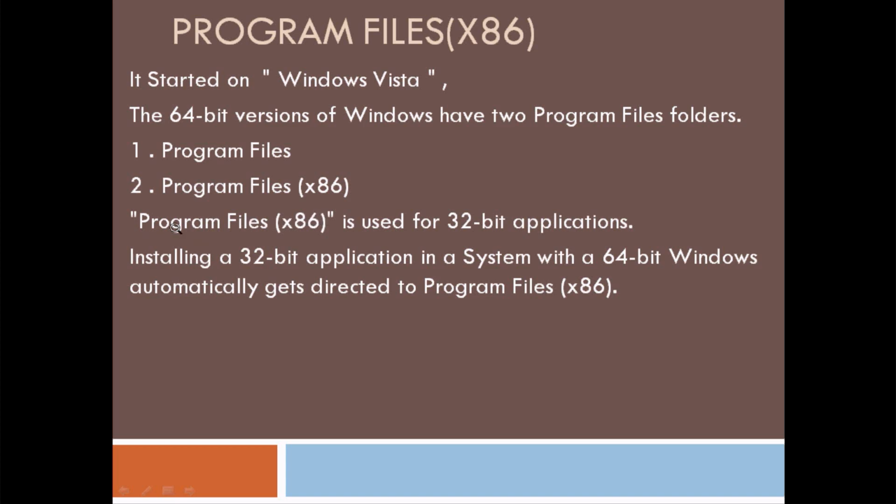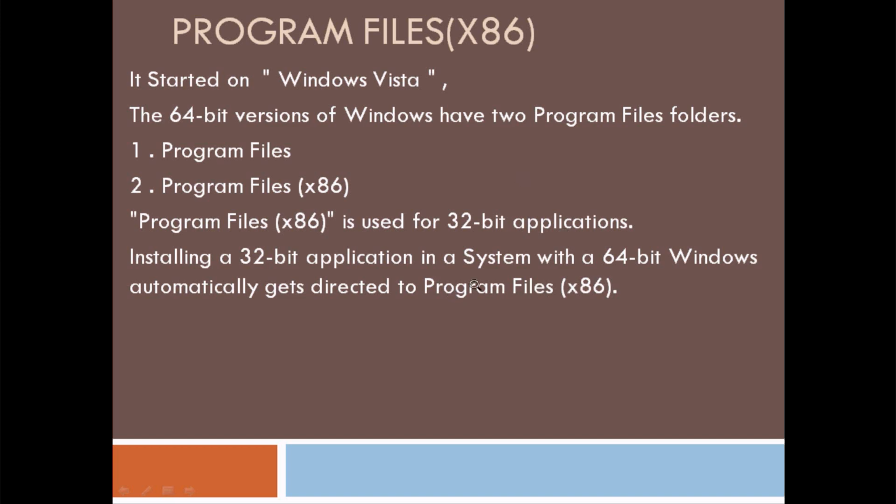Installing a 32-bit application on a system with 64-bit Windows automatically gets directed to Program Files (x86). So suppose you have a 64-bit operating system and you are installing a 32-bit application, it will automatically go to Program Files (x86).